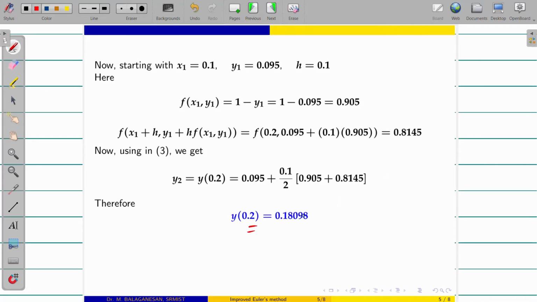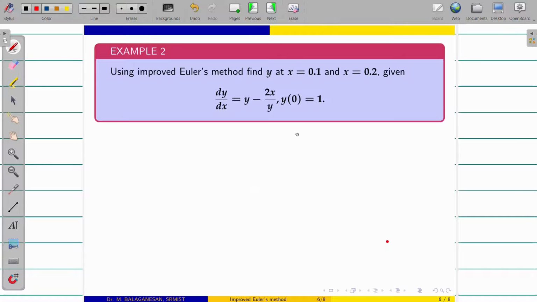y of 0.2 is equivalent to 0.18098. That's it, guys. This is the way we have to find it. So the solution of y at x1 equivalent to 0.1 is this. The solution of y at x2 equal to 0.2 is this. That's it. I have chosen one more problem for better understanding.